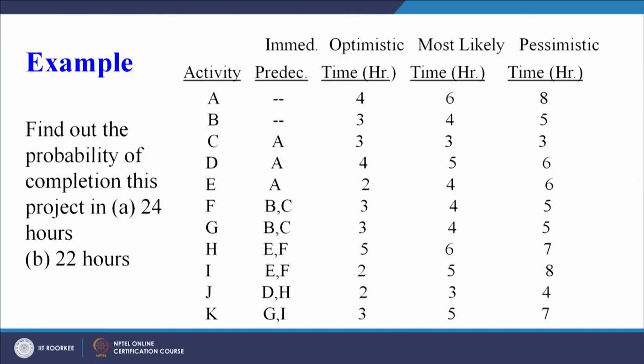So wherever C is ending, we can take the activity B to that node, and from there activity F can start, because F can only start once B and C have been completed. Similarly, from the same node G can also start, because G is also dependent upon B and C. And similarly H and I can be taken into account because both are dependent upon E and F activity.